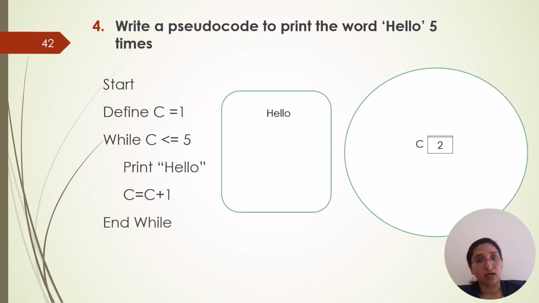So after end while, it goes up here, and not like the if statement. If it is the if statement, you check only once. But if it's end while, it goes up and checks the condition, because it's a keyword that we use for the repetition structure. So it goes up and checks whether C is still less than or equals to 5. Now what is the value for C? 2. Is 2 less than 5? Yes. So you come in, print hello.